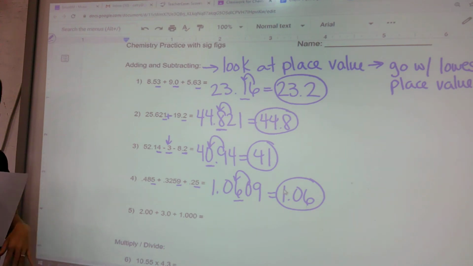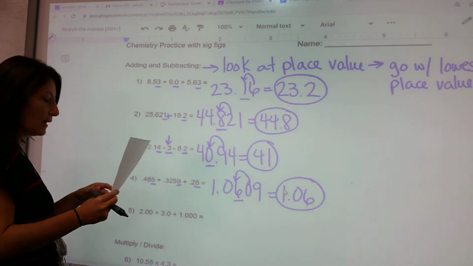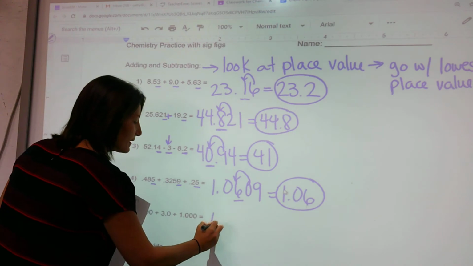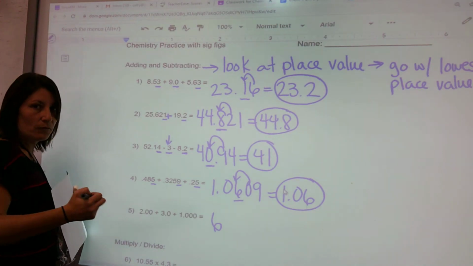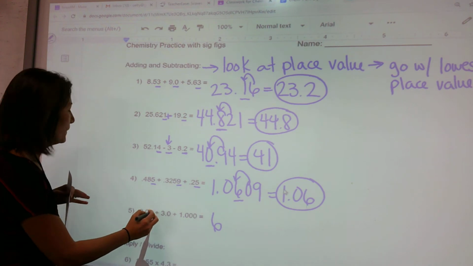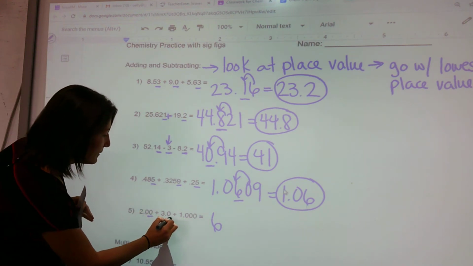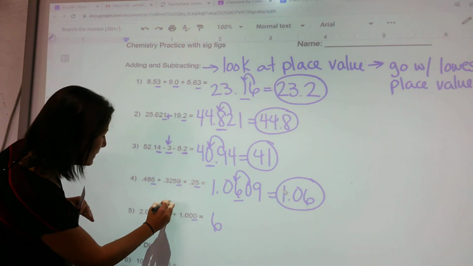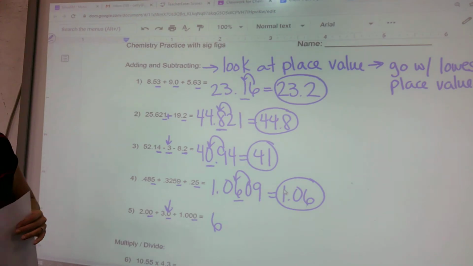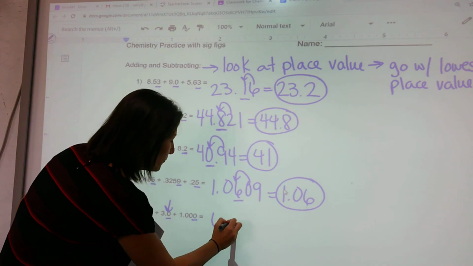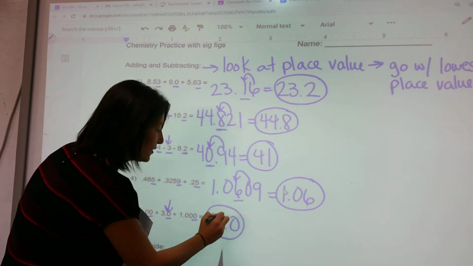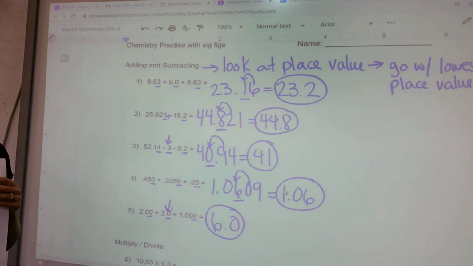All right, on number 5, when you add all of these together, your answer is just 6. So if you look at the place value, if you want to pause it here, you can try it out. We end in the hundredths, tenths, and the thousandths. So my answer needs to end in the tenths. Well, I just am in the 1 spot right now. So to get to the tenths, I'm just going to put a point and a 0. So my answer should really be 6.0 instead of just 6.